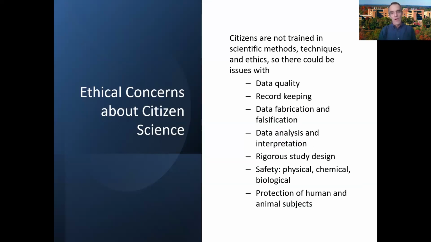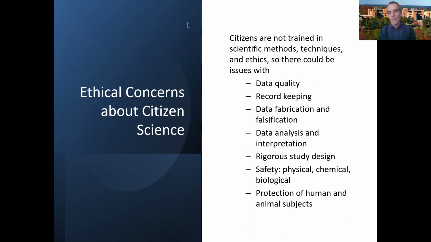So there have been some ethical concerns about citizen science that have been raised. And let me say at the outset that I'm not trying to say anything really bad about citizen science. I think citizen science is a very good thing for citizens and science and the democratization of science. But there have been some issues that people have raised.